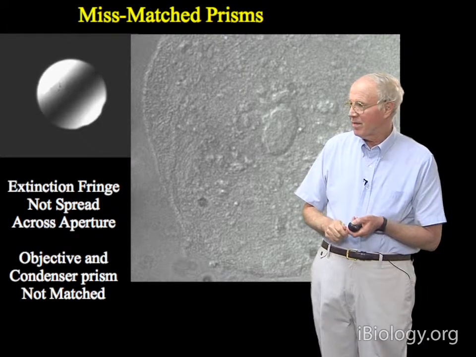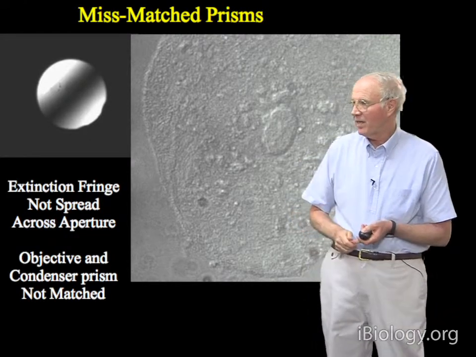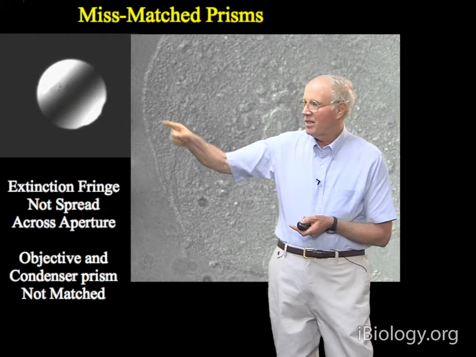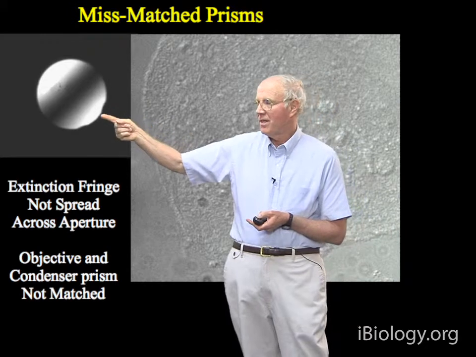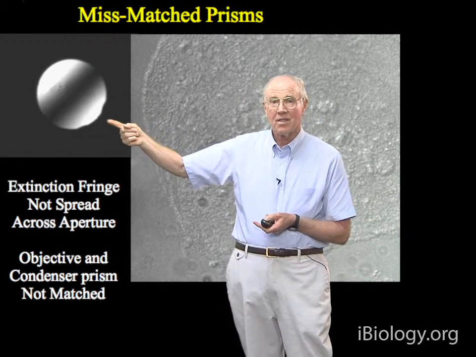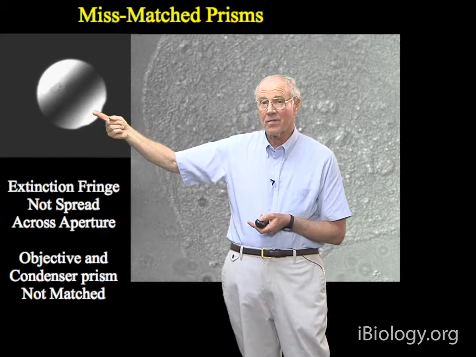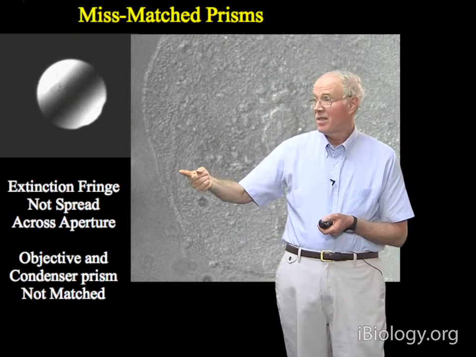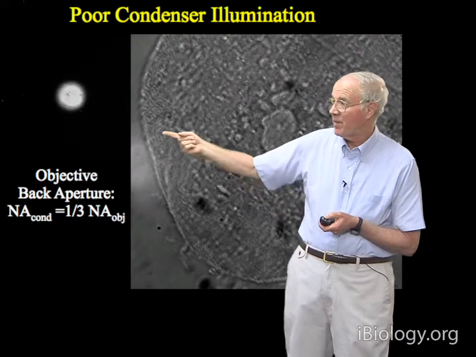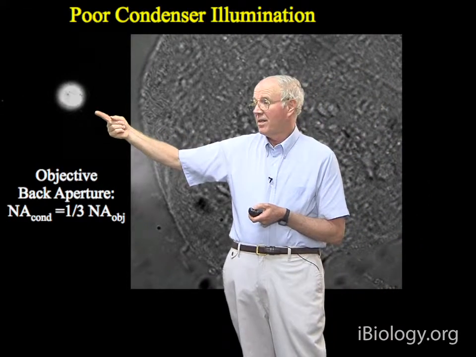corresponding prism. That is, the condenser and the objective prism have to be matched. So this could be just one prism without the other one, or it could be two prisms that are not matched, and you'll still see this dark bar, and you don't get much of a good image. So here we have matched the prisms.